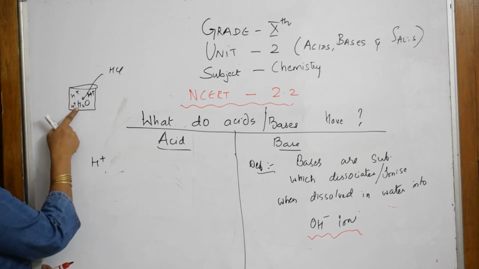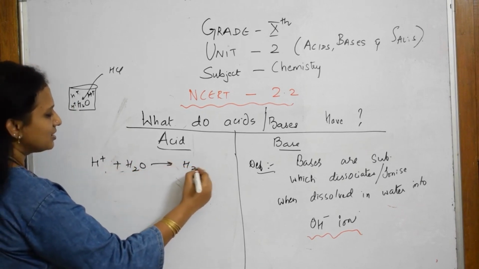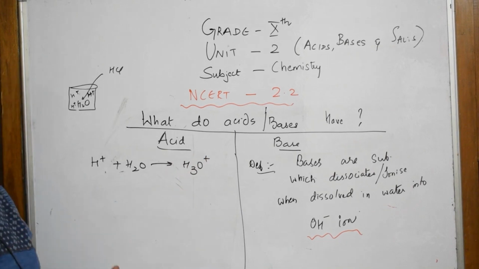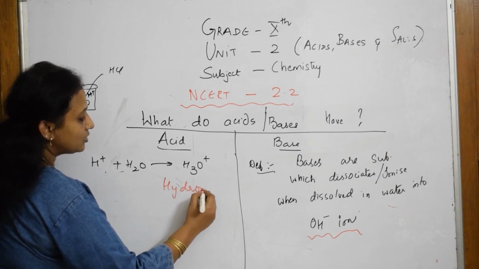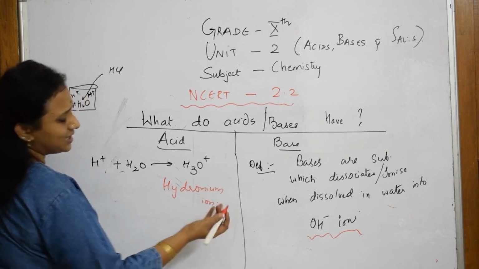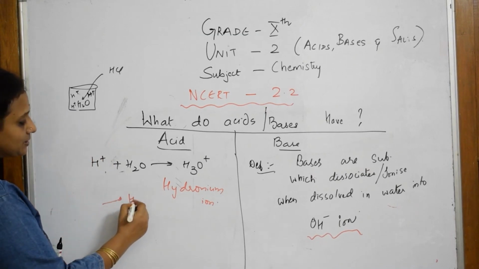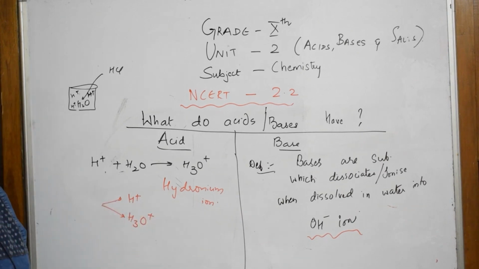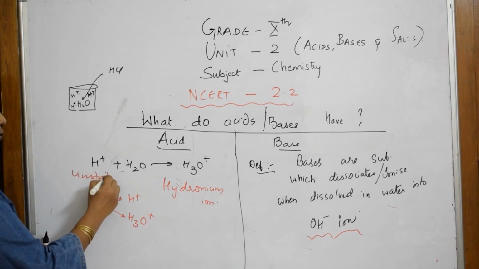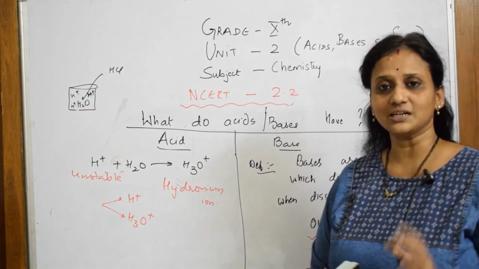So this H plus ion further combines with this water, and it is going to form a new compound, or rather it is not a new compound, it is a different form of H plus, that is nothing but hydronium ion. That means both are same. Acids, it either exists as H plus or it releases H plus, or it is H3O plus. Both are the different forms of H plus. So since H plus is unstable, it's going to combine with water and forms H3O plus. So remember that.